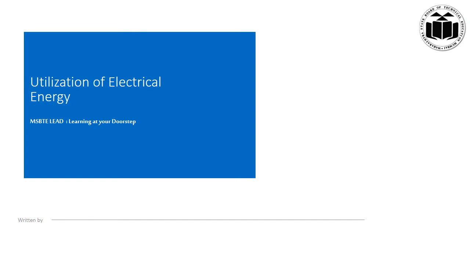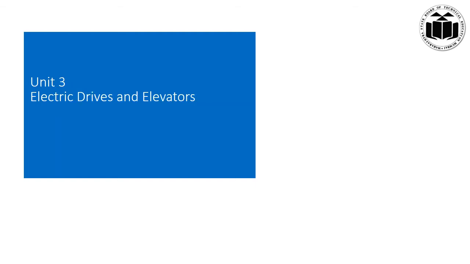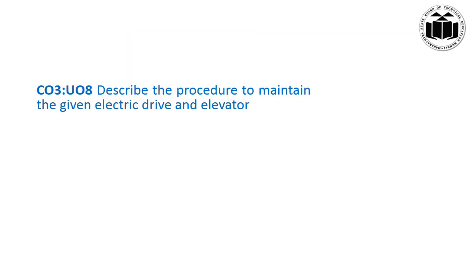Name of course is Utilization of Electrical Energy. Name of unit is Electric Drives and Elevators. Unit outcome is: describe the procedure to maintain the given electric drive and elevator.